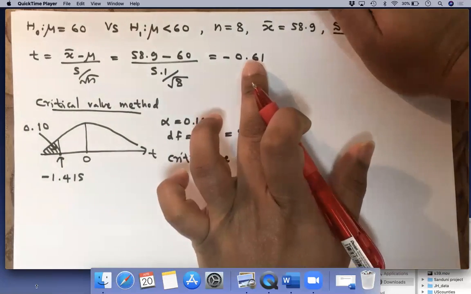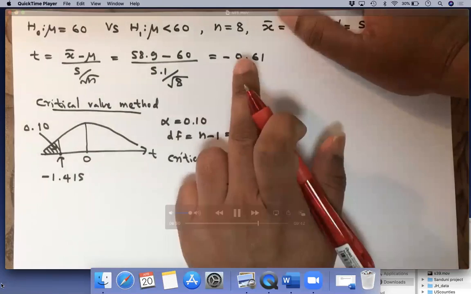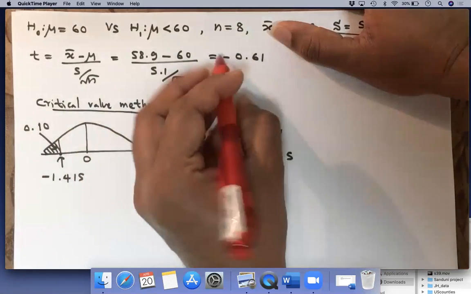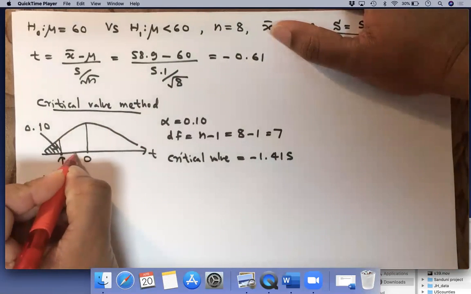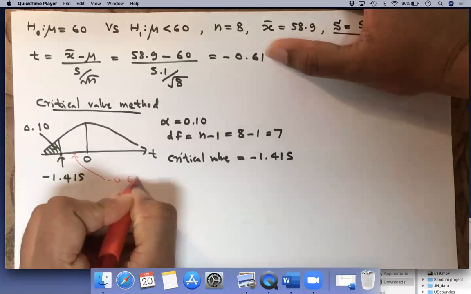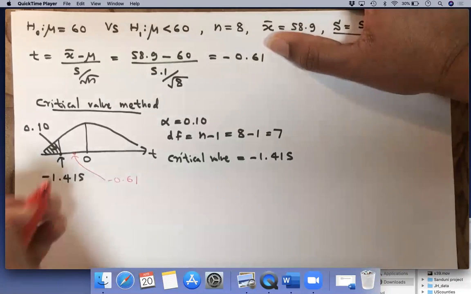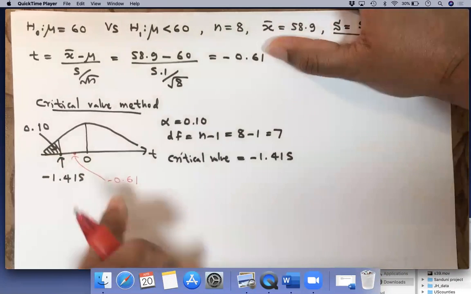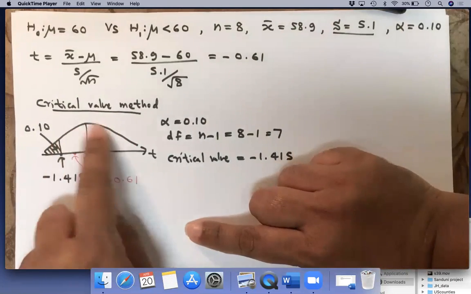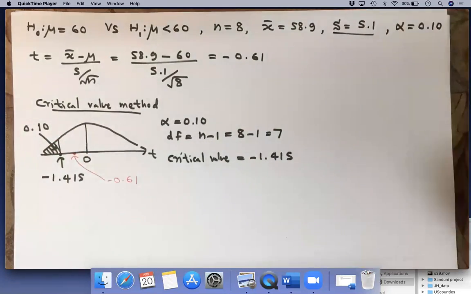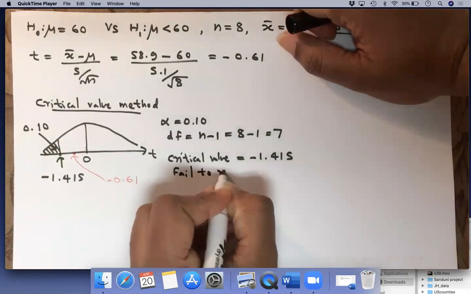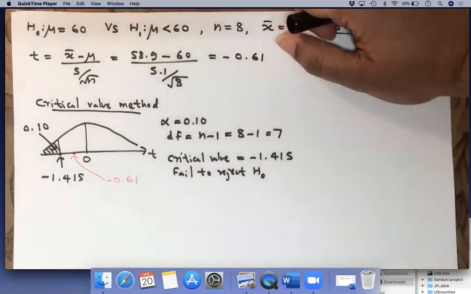Now the thing is this. We know our test statistic and we know our critical value. Now mark this test statistic on your curve. It's negative 0.61. It should be in here, because here it's negative 1 point something, so negative 0.61 should be in here. So what can you say about this? Can we reject? No. Why? Because it's in the acceptance region. So we cannot reject H0. So we have to write: fail to reject H0.